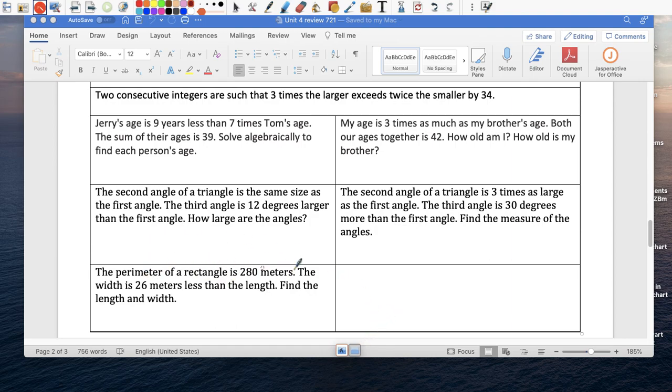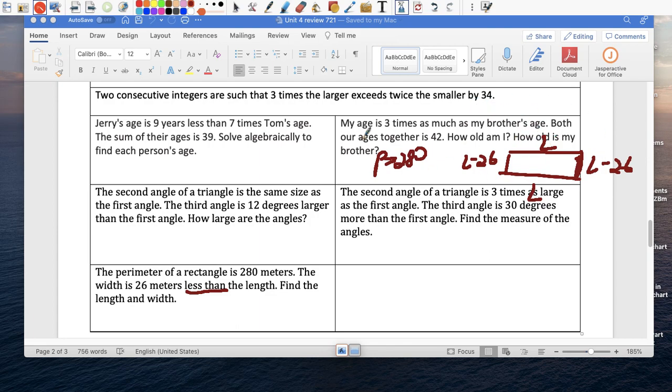The perimeter of a rectangle is 280, so we have a rectangle. The width is 26 meters less than the length. Do I know anything about the length? No. So I'm just going to call that L. The width is 26 less than the length, which means L minus 26. Remember, it's less than, so do a little switcheroo. Find the length and the width.